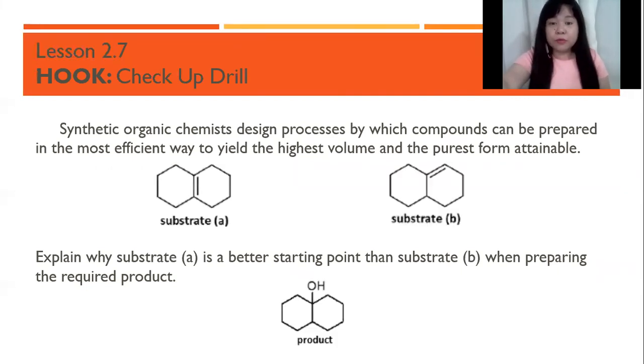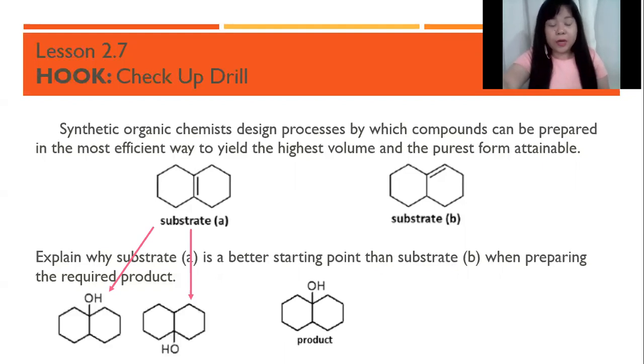If we would like to produce the product shown below, let's explain why substrate A is a better starting point than substrate B when preparing the required product. Notice that to produce the desired product, substrates A and B should also undergo electrophilic addition. For substrate A, the OH group may attach itself to either of the two carbons holding the double bond, which actually produces just the same product.